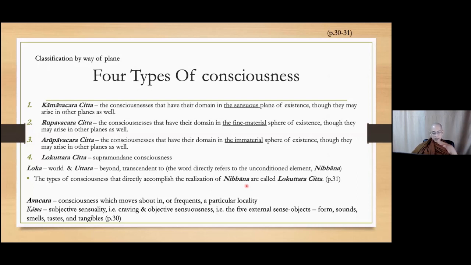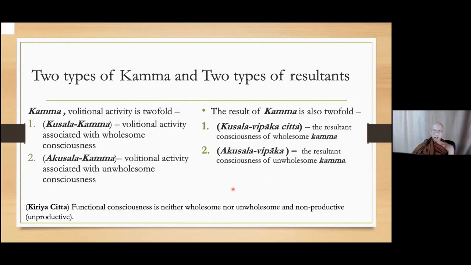Altogether 8. These 8 kinds of consciousness take Nibbana as their object when they arise. That's why we can say these are the consciousness that directly accomplish the realization of Nibbana, taking Nibbana as its object. So this is the classification according to the plane of existence. Then, before we go to another classification, we need to know the karma and results, the 2 types of karma and 2 types of results.